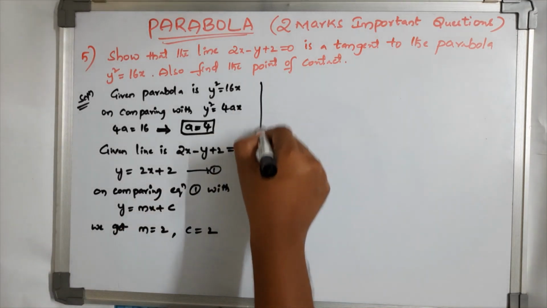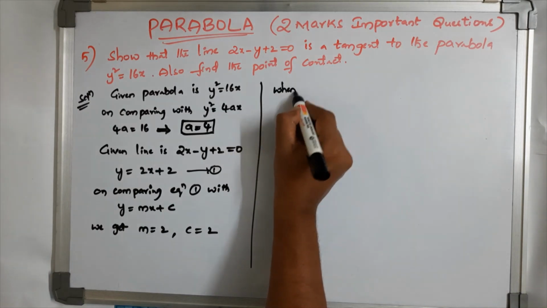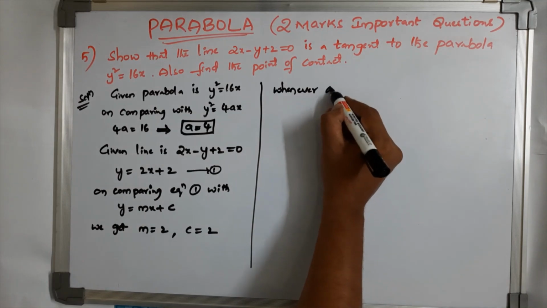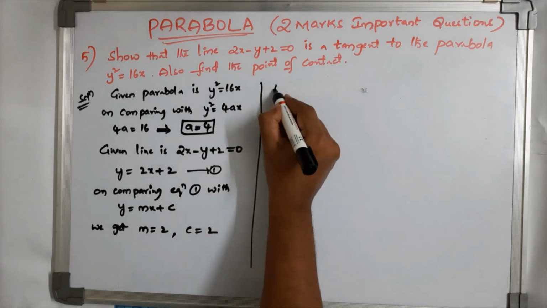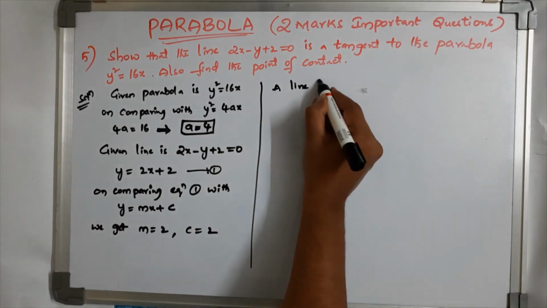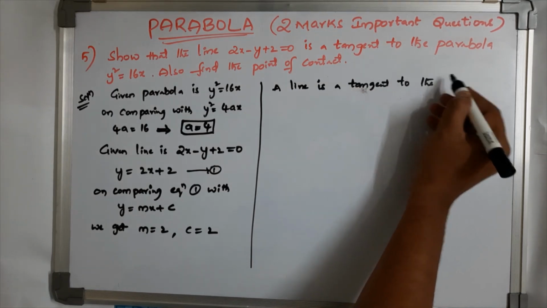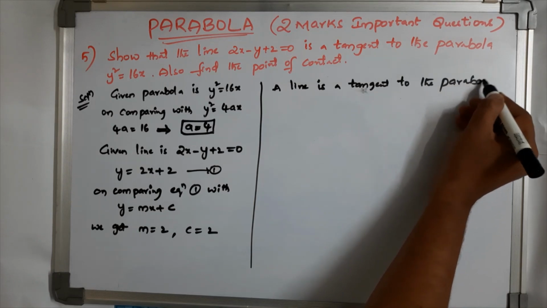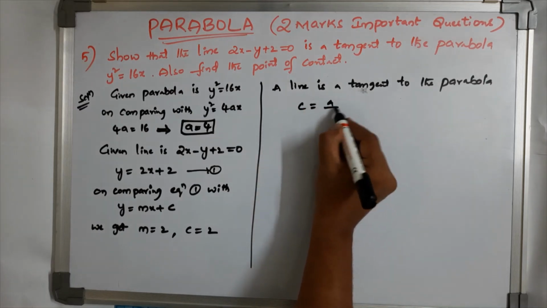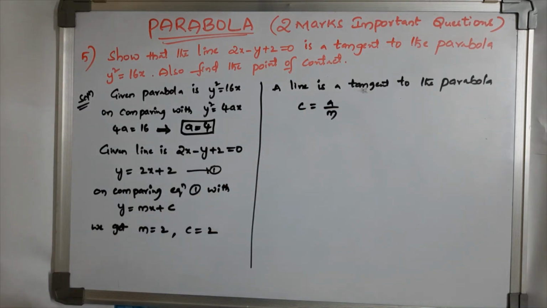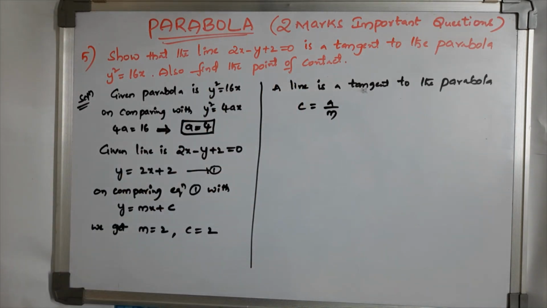Okay, whenever a line is a tangent to the parabola, what is the condition? c is equal to a by m. If it satisfies this condition, the line is always a tangent to that parabola.